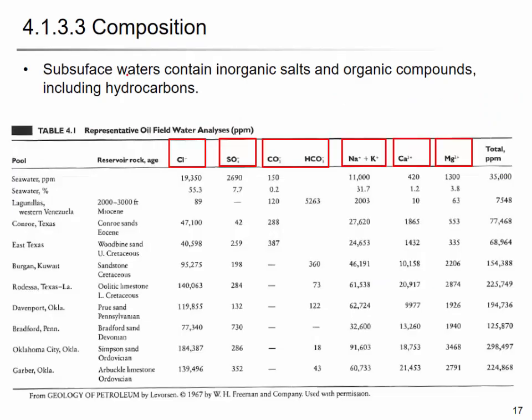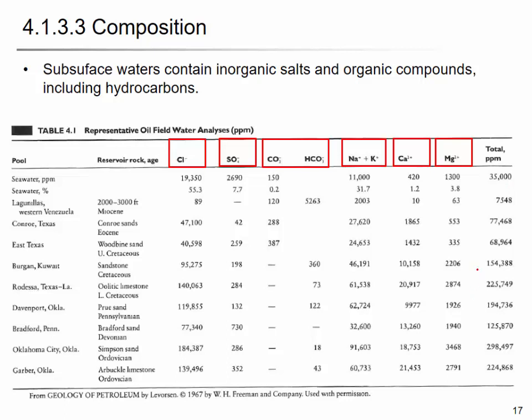Okay. Then what will be the chemical composition of the subsurface water? Subsurface water contains inorganic salts and organic compounds, including hydrocarbons. If you look at the major components in seawater and some pore water sampled from different regions here. This is seawater. You have chloride in seawater and sulfate and carbonate and bicarbonate and sodium, potassium. That's the major cation here. And as a secondary component, you have calcium and magnesium. And total is 35,000 ppm.